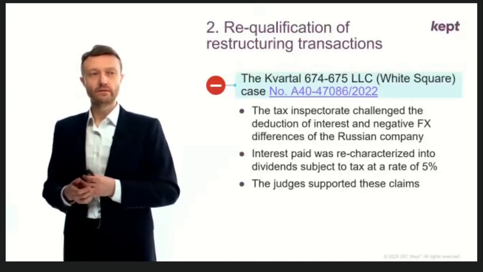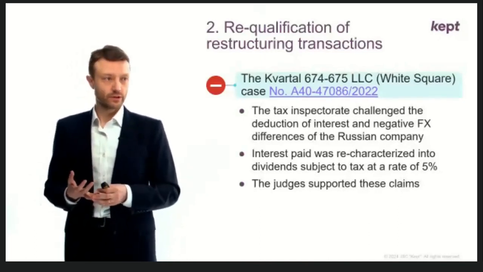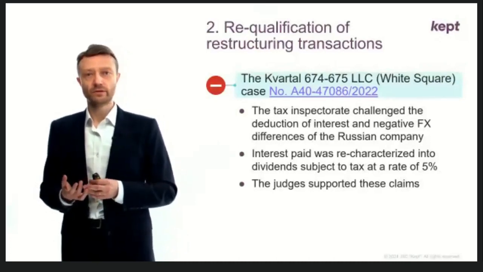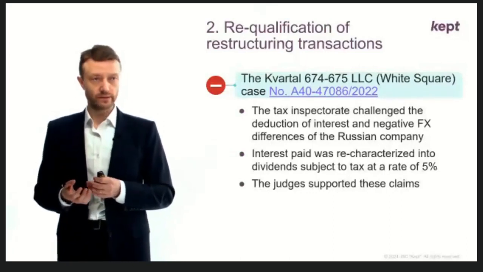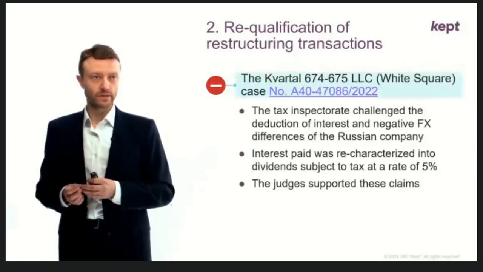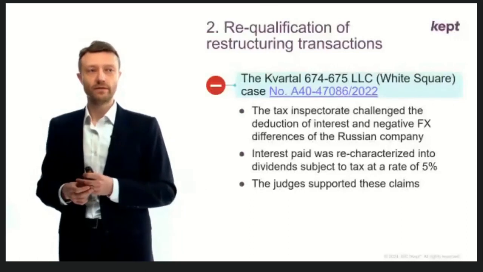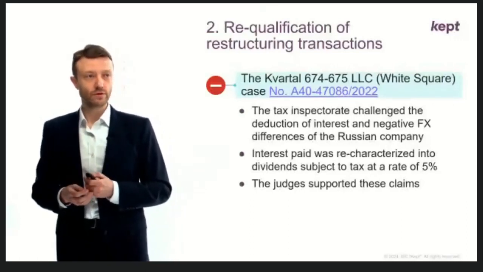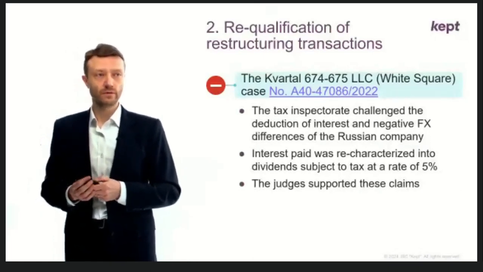Not only did they deny the deduction of interest expense and negative foreign exchange differences, but they also recharacterized interest into dividends and applied withholding tax at a rate of 5%, which is not as bad as it could have been. 15% could have been used, but the tax authorities agreed to apply the reduced withholding tax rate of 5%. Well, unfortunately for the taxpayer, the decision was a court decision.